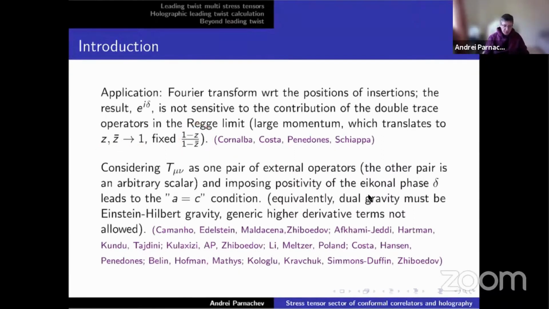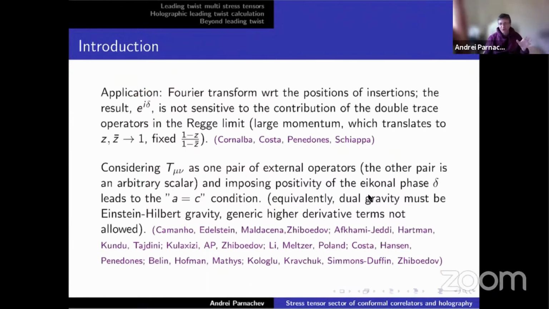So it turns out that in this regime, the result exponentiates. What sits in the exponential is so-called the eikonal phase, also known as the phase shift. And this phase shift is completely insensitive to the contribution of the double trace operators.